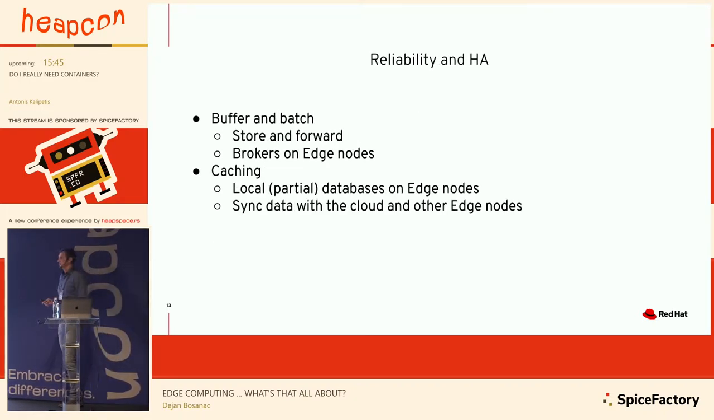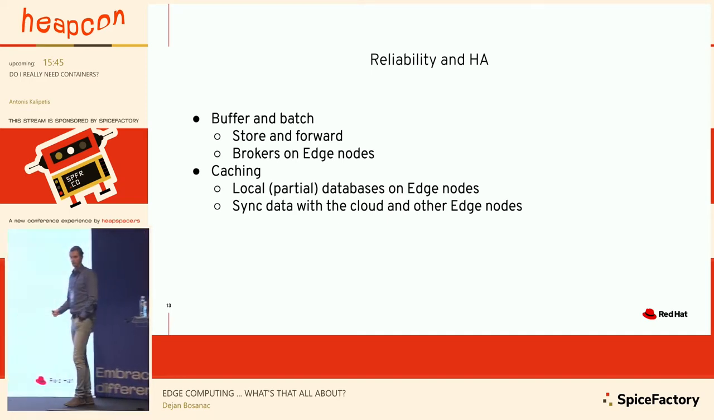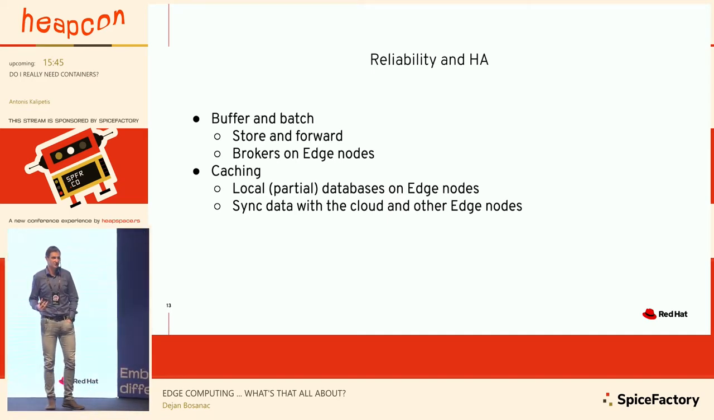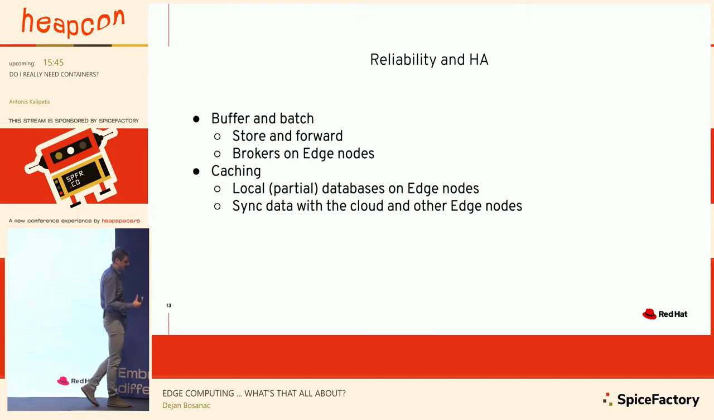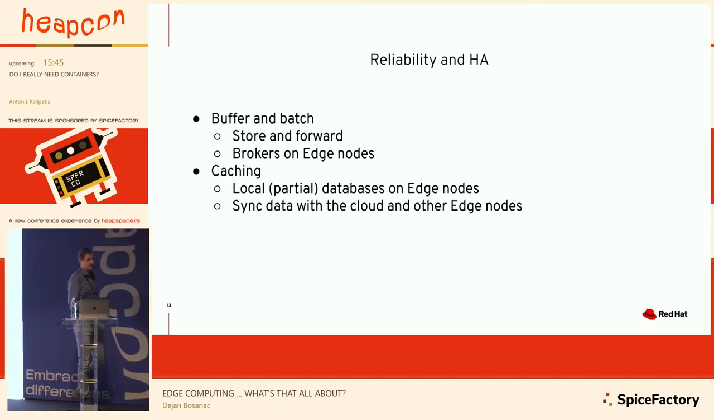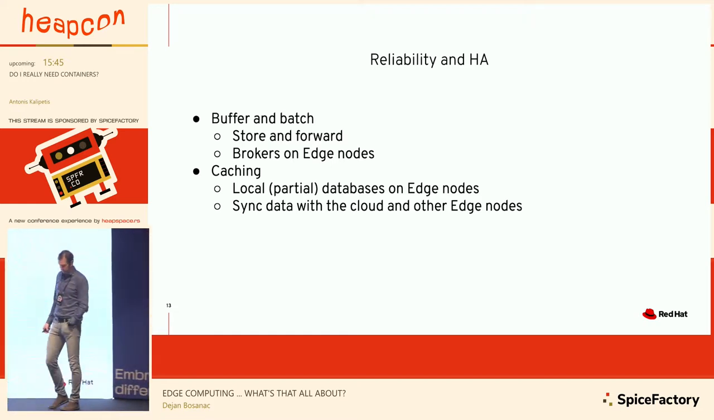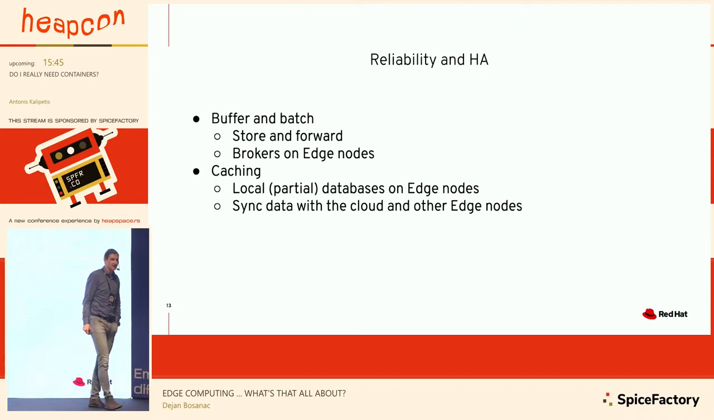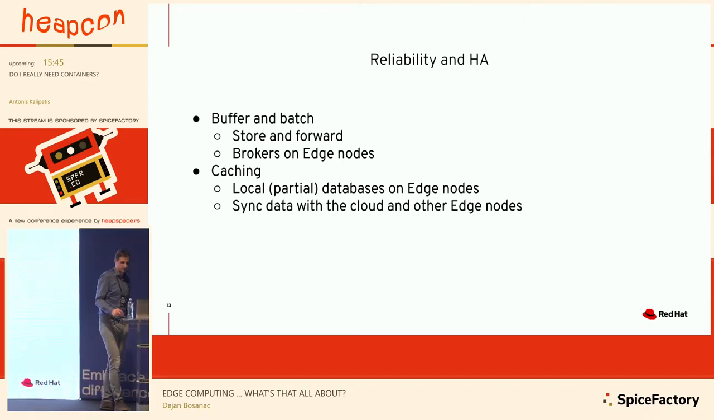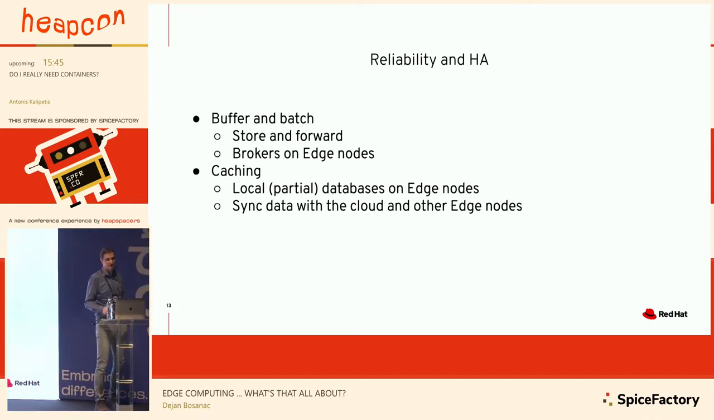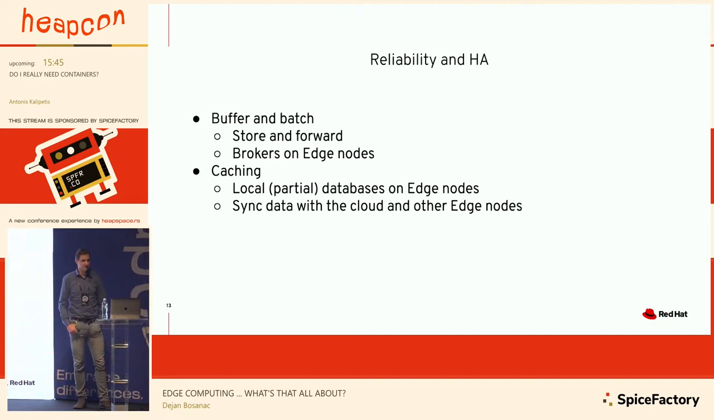The other is trying to provide reliability and high availability of edge sites. In some cases the network could be expensive and unreliable, but we need to ensure that the site is functioning properly, even when there's no network connectivity to the central cloud and to the services running in the central cloud, right?